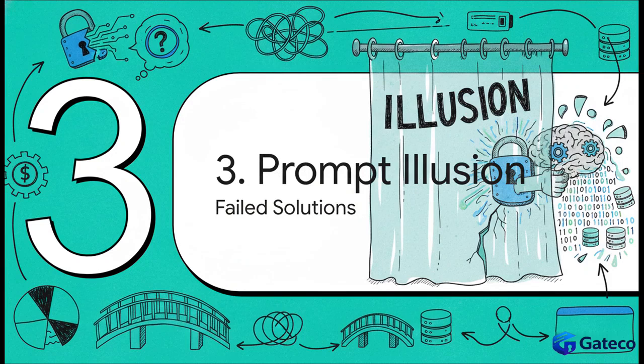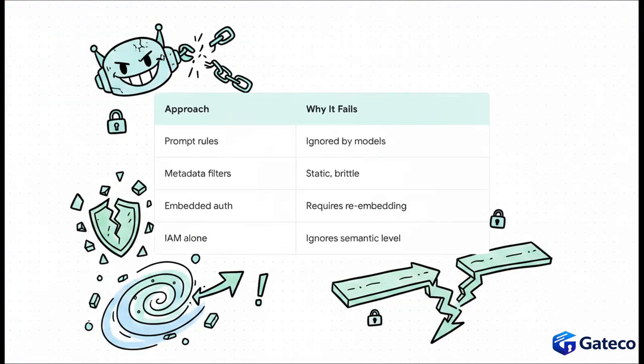Well, a lot of people think they have a shortcut. Let's move to Section 3, the prompt illusion. You might be thinking, hey, I'll just use a clever system prompt. I'll just tell the model to only show what the user can see. But relying on prompt instructions is a really dangerous illusion at agentic scale. Prompts just aren't enforceable policies. They are trivially bypassed by prompt injections.